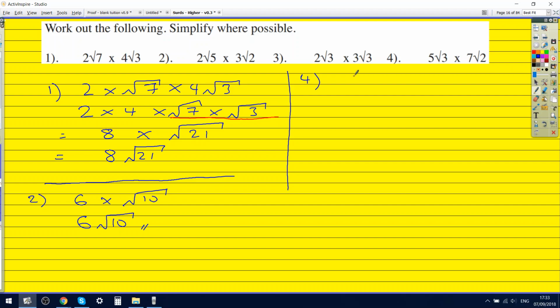So I'll do 5 times 7, which is 35, I think. Is it? Yep. And you've got the square root, and then you've got square root of 6. So the answer is 35 root 6. Yep, 35 root 6. And try question 3.